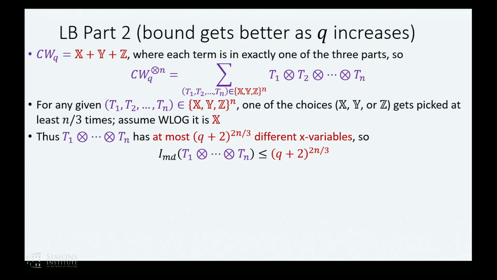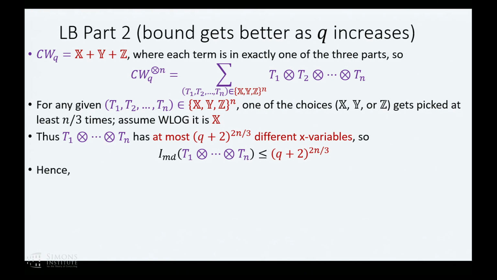And in particular, since monomial degenerations can't increase the number of variables, that means I sub md of this tensor, the independence number of this tensor, is at most that number of x variables. It's at most (q+2)^(2n/3).